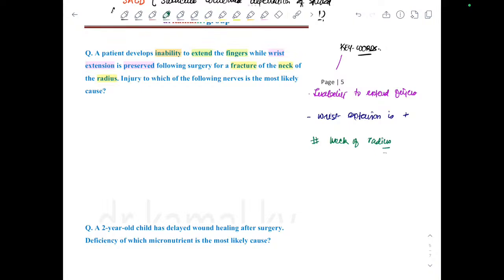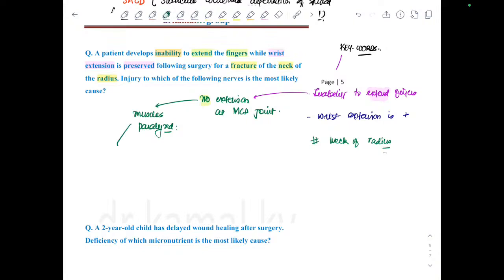Now what will happen here? Now let us take this one by one. Okay, suppose you don't know any nerve relation to fracture neck of radius, no problem. We can take these keywords and then we can reach the answer. So inability to extend fingers means no extension at the metacarpophalangeal joint. Now you have to think of the muscles paralyzed, right? Because extension at the MCP is carried out by muscles only. So if the muscles are paralyzed, that's why the patient is not able to extend fingers.